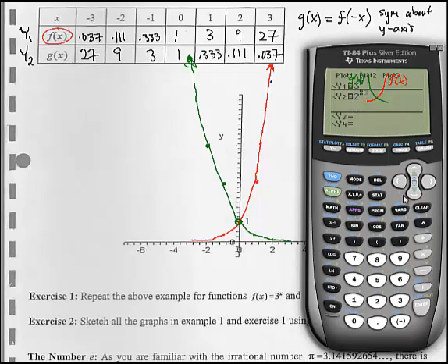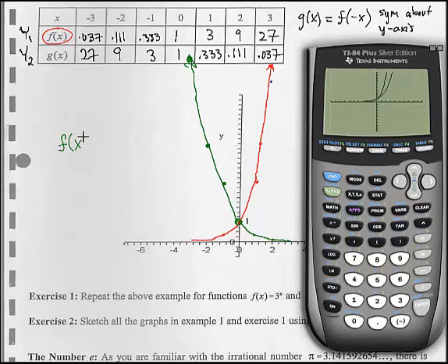Alright, one last thing I want to do with the calculator is to compare 3 to the x and 2 to the x. F of x equal to 2 to the x will be in green. It doesn't increase as rapidly as 3 to the x. And then f of x in the red, equal to 3 to the x power, is much steeper.